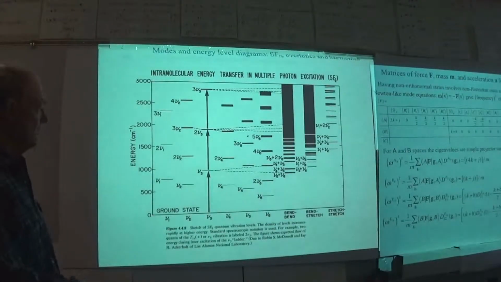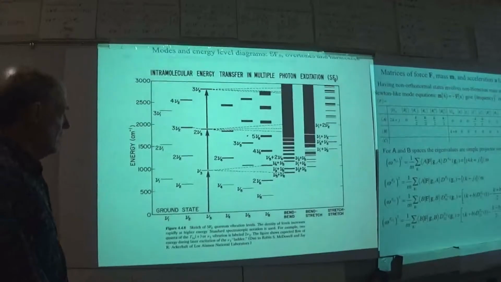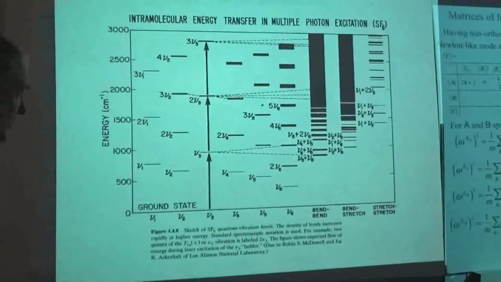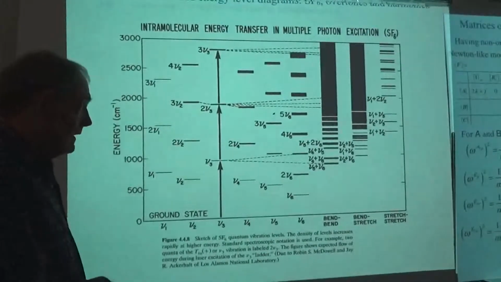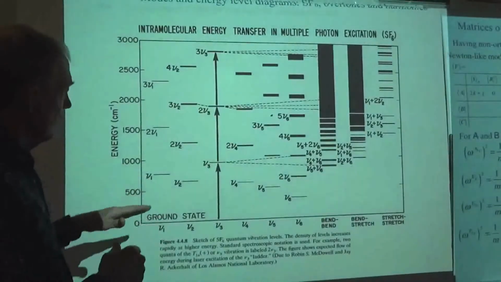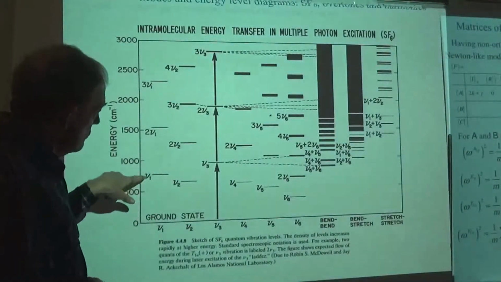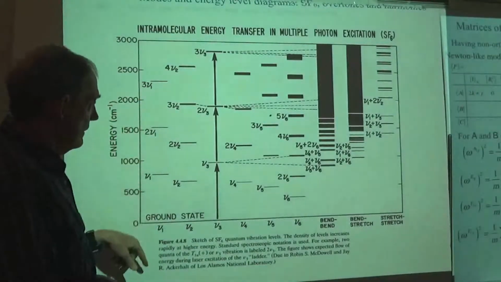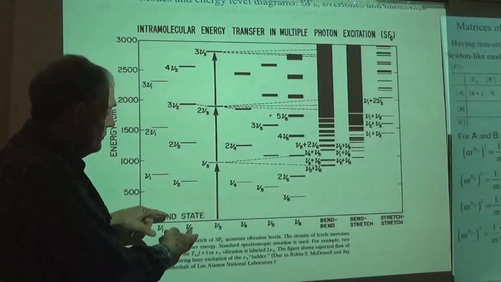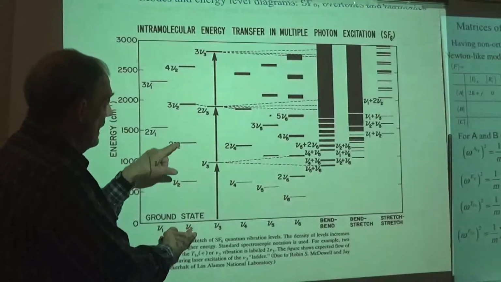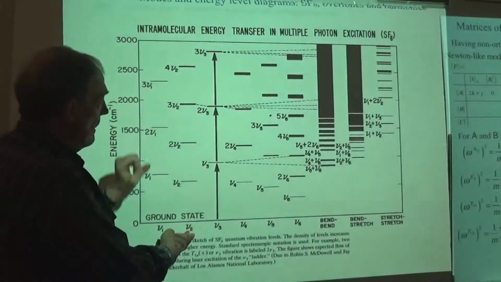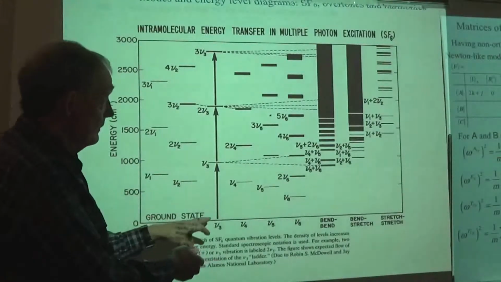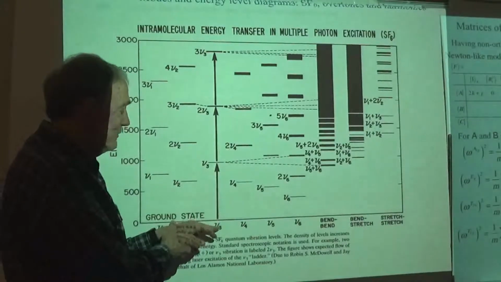This is what Los Alamos provided me. This is Robin McDowell and Jay Ackerholt, who worked really hard to study this. Well, here's nu 1. That's the A1g ladder. It's very harmonic. Here's nu 2, the E ladder. Okay, harmonics. Here's the one they're really interested in, nu 3.